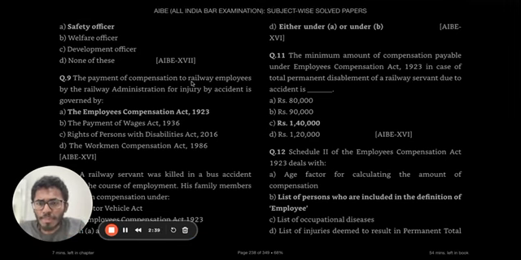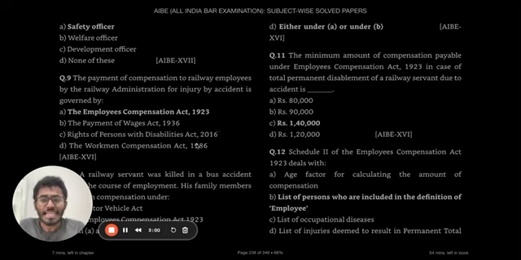The payment of compensation to railway employees by the railway administration for injury by accident comes under which particular act? For example, if you're providing compensation to railway employees who got some kind of accident, then under which act will you do it? Is it the Payment of Wages Act, Rights of Persons with Disabilities Act? Obviously it's not. You can eliminate it.